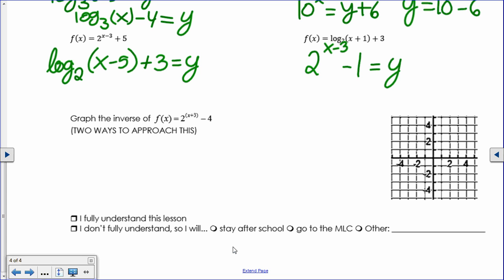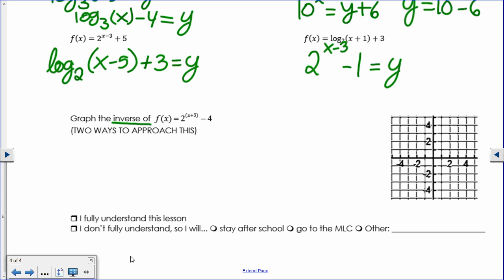I want to finish with this last one, so I don't want you guys to be confused when you see something like this on the test. When you're reading the directions, you're going to see graph the inverse of blank. This is super important. You notice that it says inverse of. So if you accidentally graph this, would that be the answer? No, because they want the inverse of that.